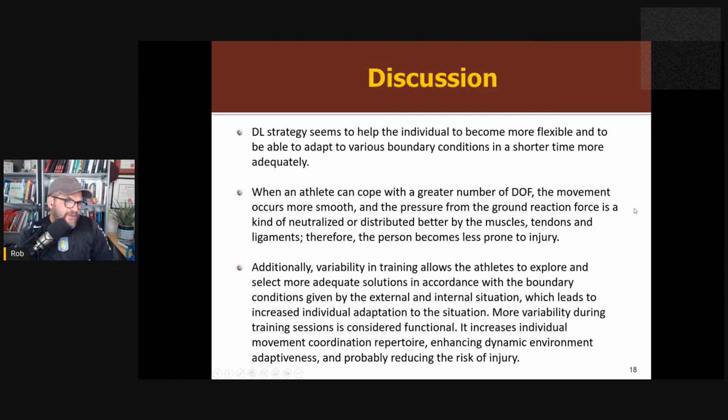Again, they will argue that what's going on here is differential learning allows an individual to become more flexible and adaptable in a shorter period of time. They can produce smoother movements with less ground reaction forces because the variability in training is getting them to come up with a wider range of movement solutions, right? So essentially, although there wasn't repetition in the training, that's what it's giving them when actually performing a task, like in sports like landing after a basketball shot. Okay. So more variability in training is functional. It increases your movement coordination repertoire, enhancing your adaptiveness and reducing the risk of injury.